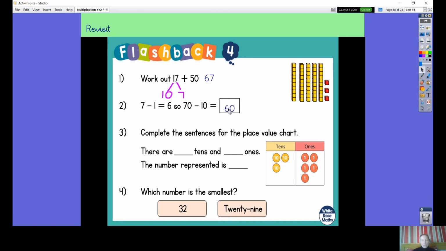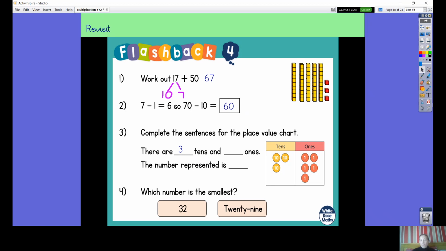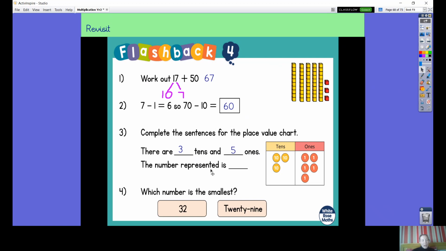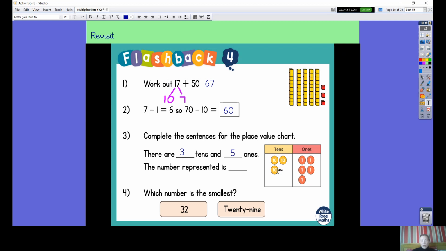Okay, we've now got a little problem to look at. Complete the sentences for the place value chart. There are tens and ones. I can see there are 3 tens, and I can see that there are 5 ones. Okay, and the number in total is 35, so that's 10, 20, 30, 31, 32, 33, 34, 35.